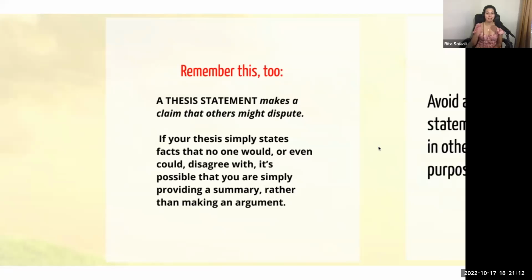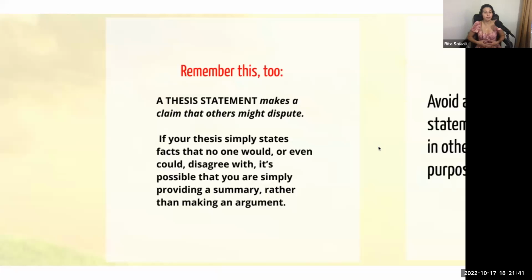But if, for example, you're talking about your opinion on abortion, some people are pro-life, some people are not. So they might dispute what you are thinking or what you're trying to argue. If your thesis simply states facts that no one would or even could disagree with, it's possible that you are simply providing a summary rather than making an argument.